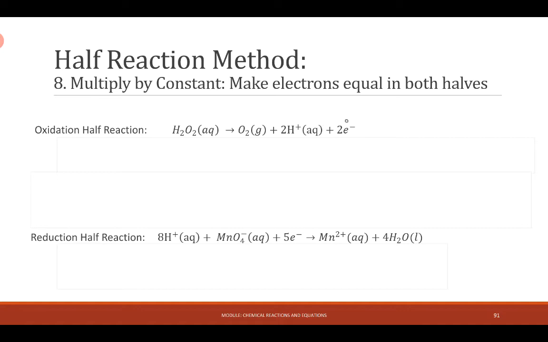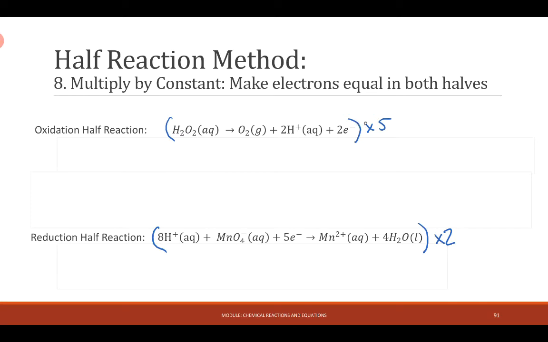Now we can see that we have 2 electrons being lost here, and we have 5 electrons being gained in the reduction half reaction. Now I can't gain more than I lost. I have to make these electrons equal so that the number lost is equal to the number gained. Now in algebra, if you do something to 1, you got to do something to everything. So I can't just change this to 10 and change that to 10 to make them equal. I gotta multiply the entire reaction by 5 to get up to 10. 10 is the lowest common multiple between 2 and 5.